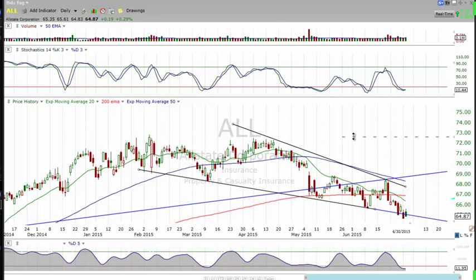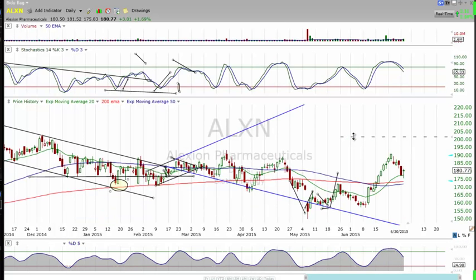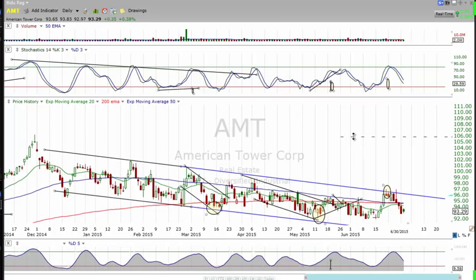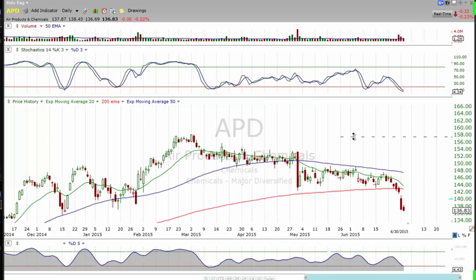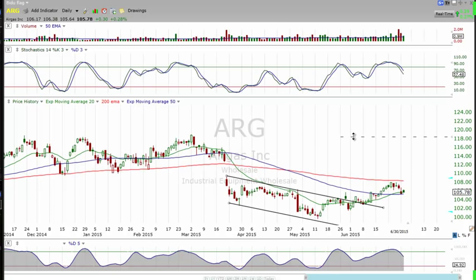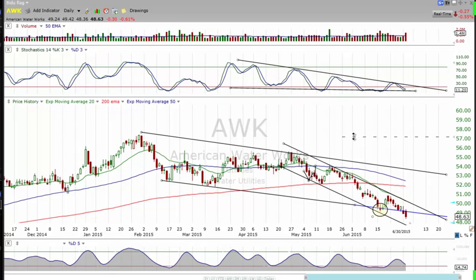Allstate in a lower part of a channel, what we call a wedge pattern. Looks interesting, but nothing great there. Alexion, American Tower, and Taylor's very strong. APD, breaking down. ARG, Ash. So again, I'm just going to pause this one video here.